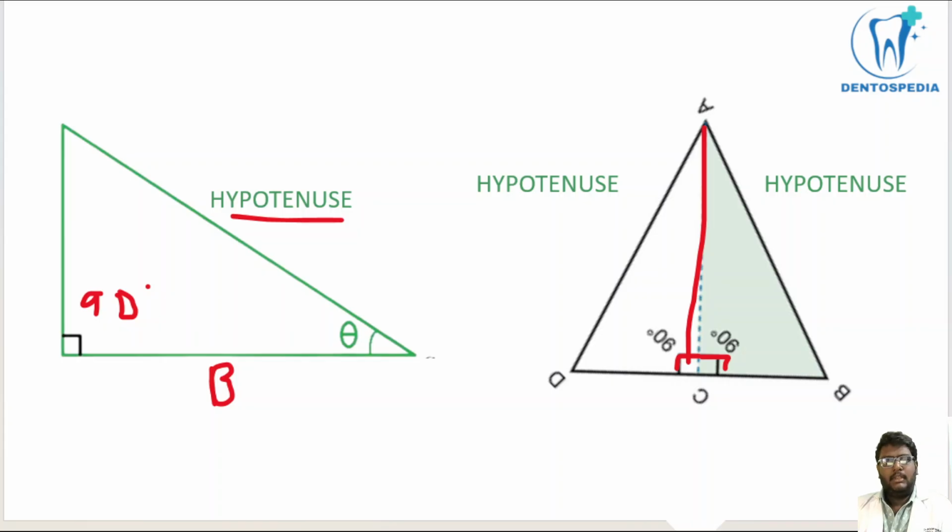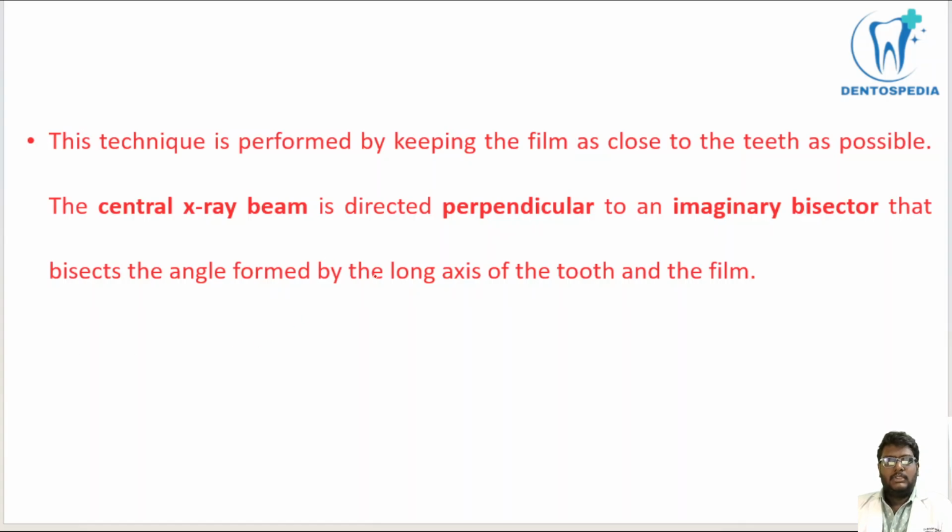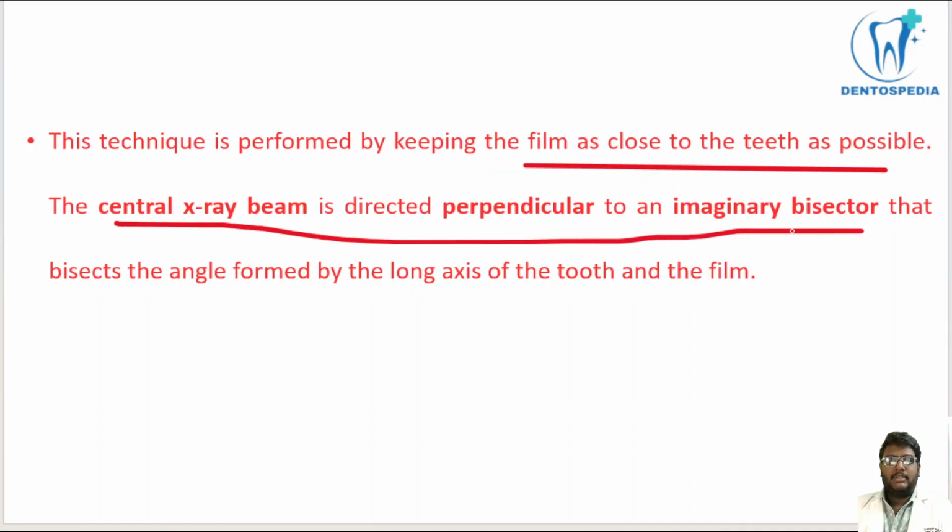Now we dive into the application of this rule of isometry. How do we use this kind of rule in dentistry? This technique is performed by keeping the film as close to the teeth as possible. During the projection, we have to keep the film inside the oral cavity as close to the teeth. The central X-ray beam is directed perpendicular to the imaginary bisector that bisects the angle formed by the long axis of the tooth and the film.